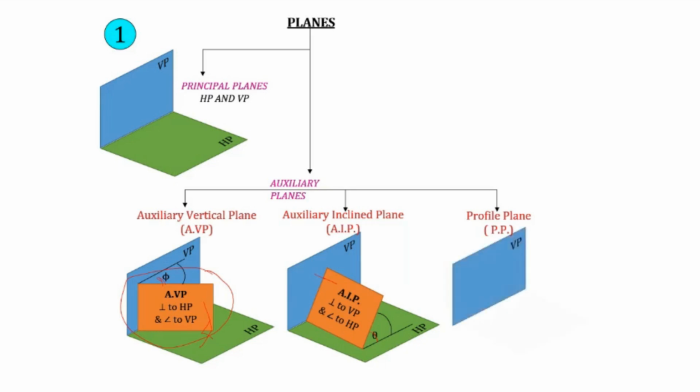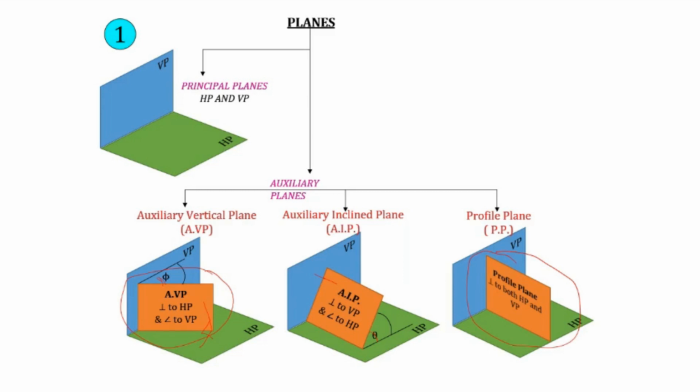And the profile plane we have already discussed, which is perpendicular to both HP and VP. The profile plane is nothing but the plane which is perpendicular to both HP and VP. So in this case, this particular plane is perpendicular to HP as well as perpendicular to VP. This is like our side plane. So these are the different planes.